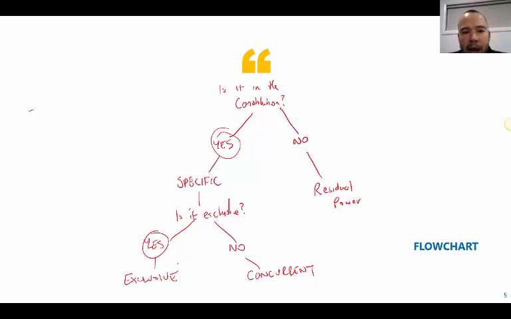So you can simply draw this up in your book at home, a simple flowchart for how you work out what type of lawmaking power each area is. Is it in the Constitution? Yes or no? If it is, is it exclusive? Yes. If not, concurrent. If it isn't in the Constitution at all, it's just a residual power.